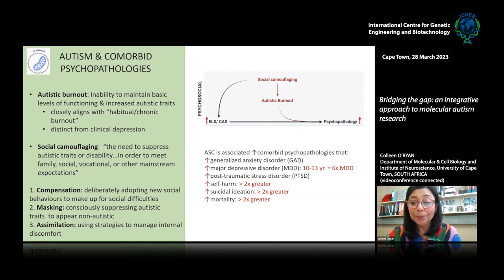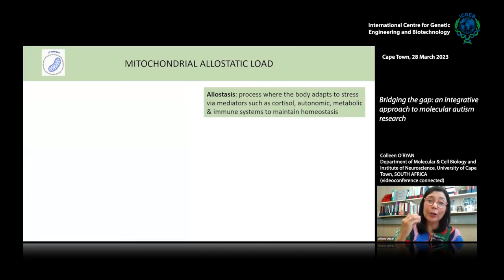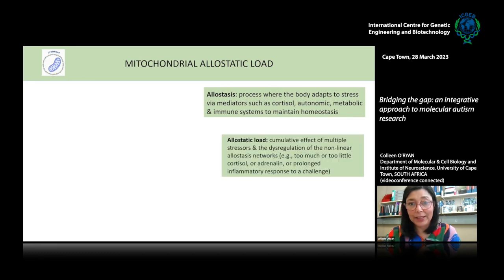And so with that in mind, I just want to tell you a little bit about mitochondrial allostatic load. Allostasis is, the simplest way to think of it, all the systems in your body, whether it's cortisol, metabolic, immune, working to maintain a state of homeostasis. So that's an easy idea. Allostatic load is the inability to maintain allostasis. So it's a cumulative effect of multiple stresses that's just too much. So that's what an allostatic load is.